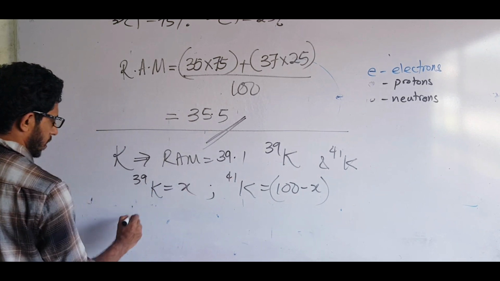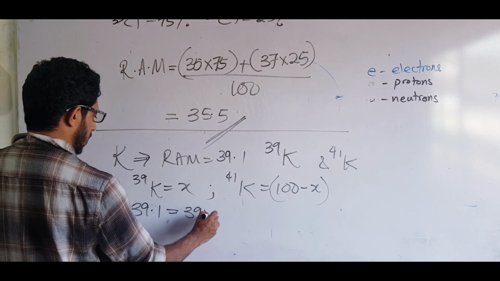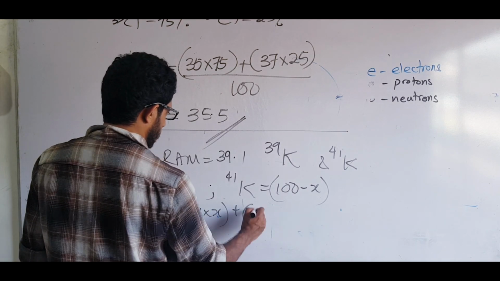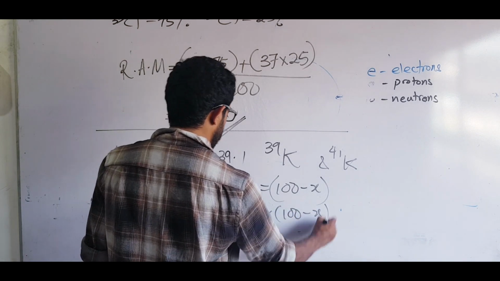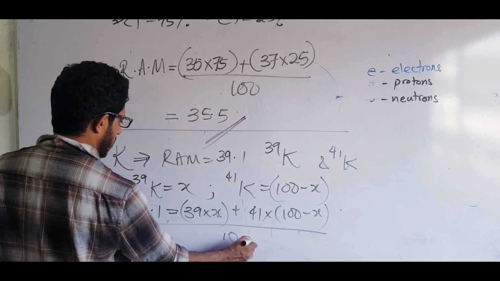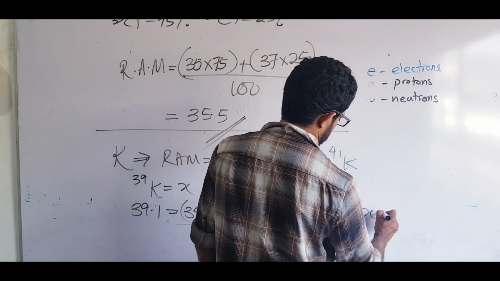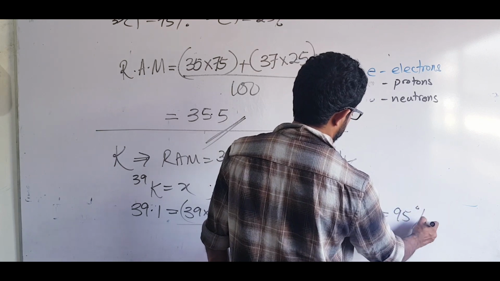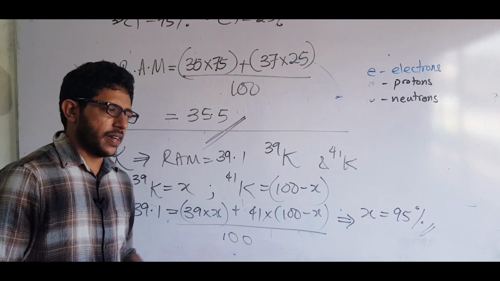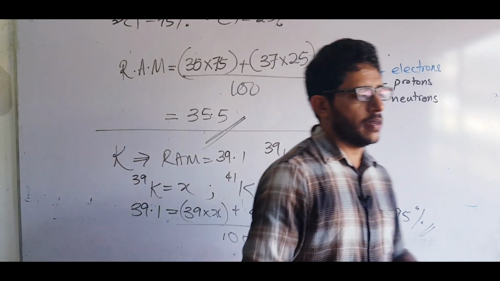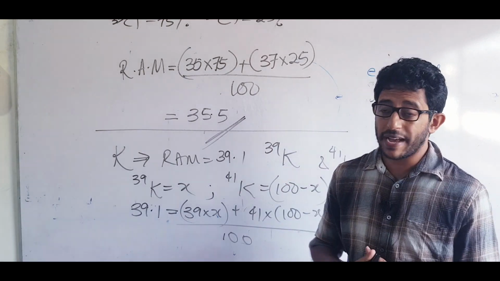Then you can do the same thing. We know the RAM value, 39.1 is equal to 39 into X plus 41 into (100 minus X), divided by 100. You can find the X from here, you will get it as 95%. You can easily apply this to the calculator and get it. Questions like that have been asked, but mainly they would ask this one with the mass spectrometer.